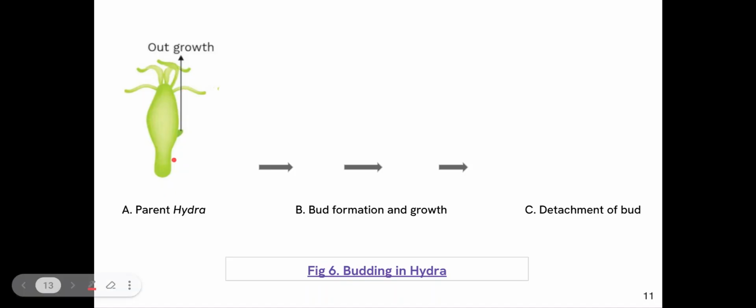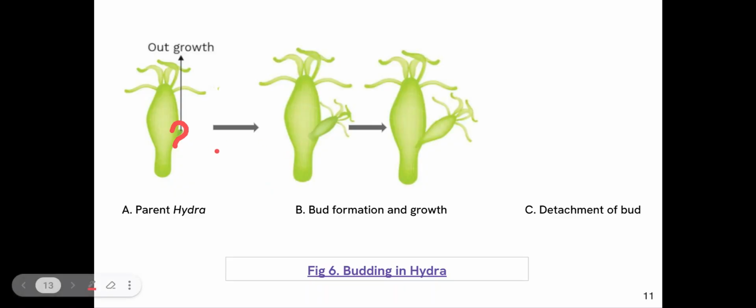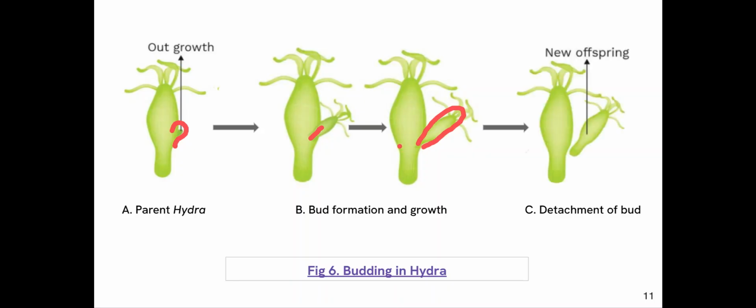This is the parent hydra, and you can note over here a small outgrowth has been produced on the parent body of the hydra organism. Now, this bud takes nutrients from the parent organism and grows in size. It grows further, it develops, and once it is fully grown and mature to survive as an independent individual, it detaches itself from the parent organism. It breaks away from the parent organism to give rise to a new offspring.